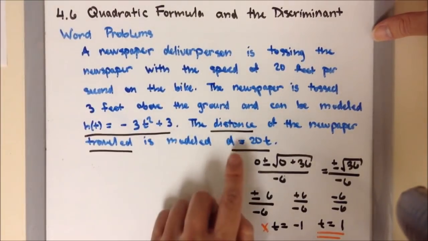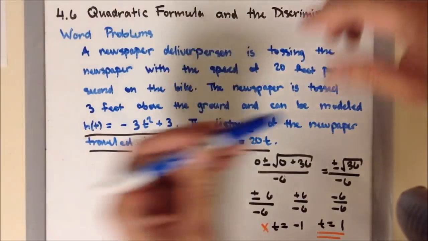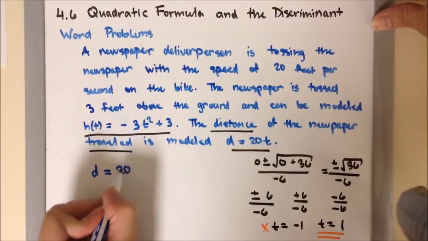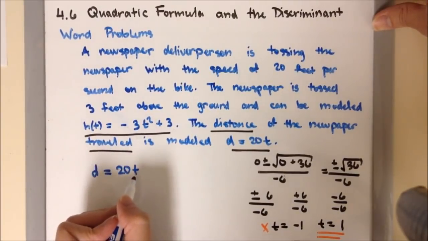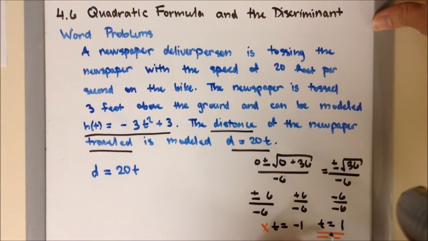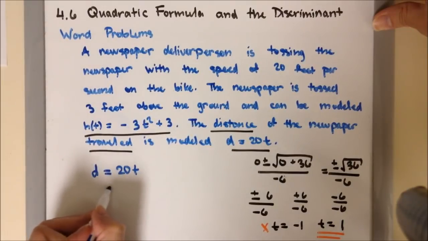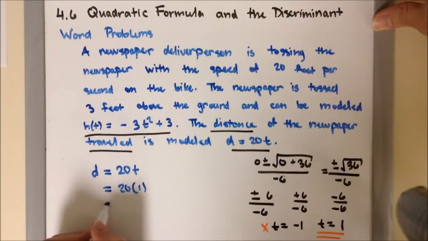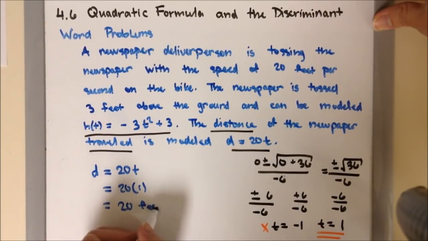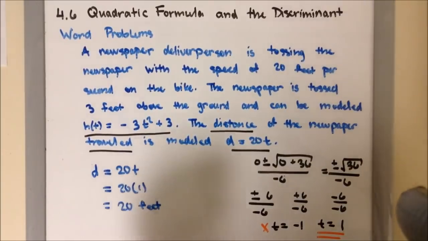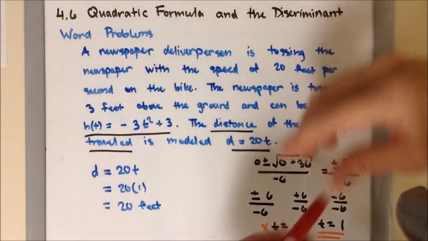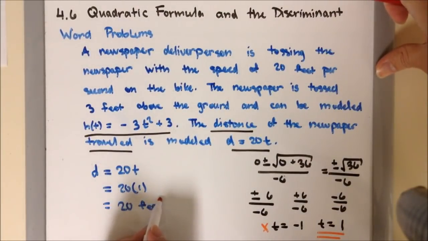So I'm going to be using this formula. D equals 20 times t, and our value for t will be 1, so 20 times 1. So the distance traveled was 20 times 1, 20 feet. So that's the distance that was traveled by the newspaper. So that would be my final answer, 20 feet.